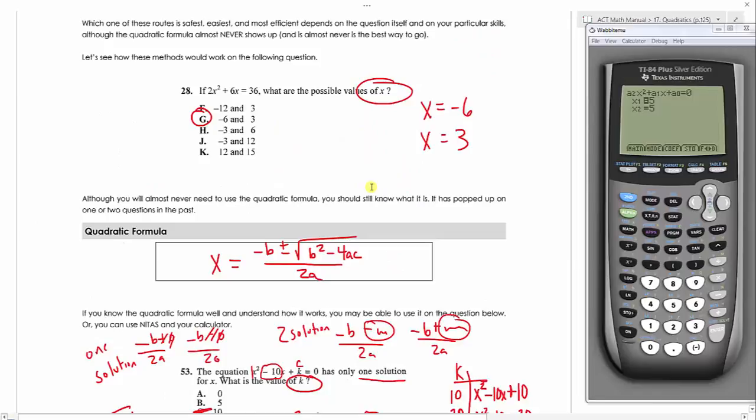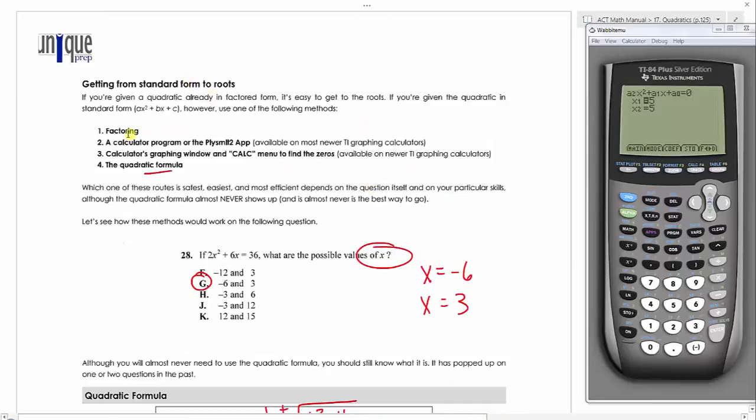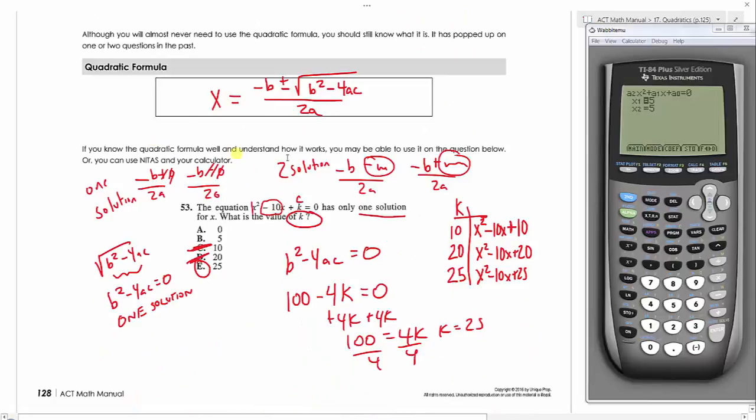And then we talked about some of the ways that we can find roots. We can do regular old factoring. We can use a calculator program. We can use the graphing window. We talked about some cases where the quadratic formula might come in handy, but I would say for the vast majority of students, it's pretty much completely irrelevant, the quadratic formula on this test. You probably are never going to have to use the quadratic formula, and certainly the quadratic formula will very rarely be the best way to get a question done. That is it for quadratics.